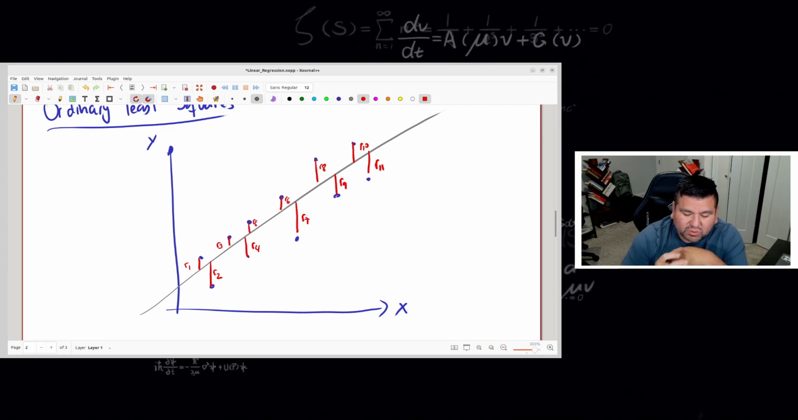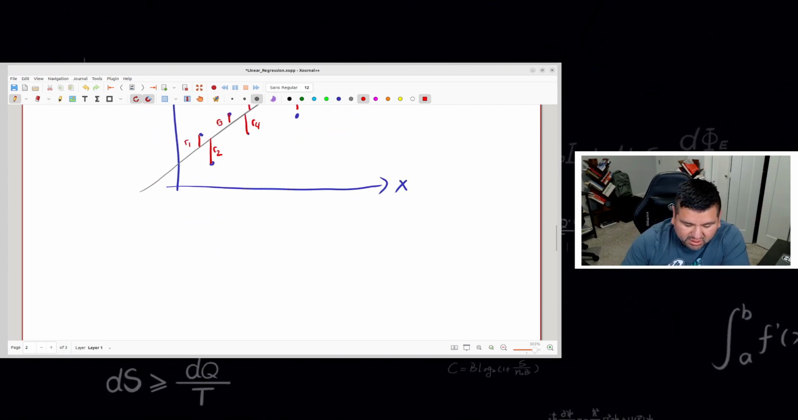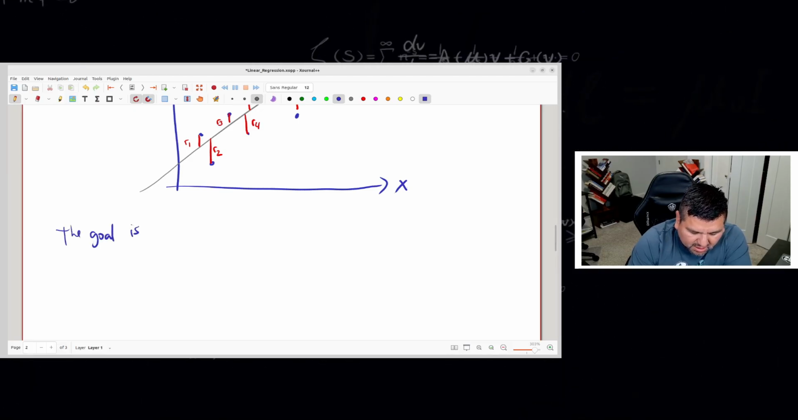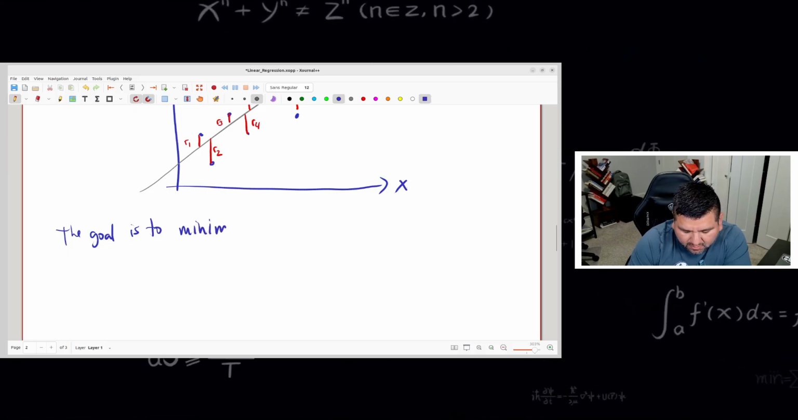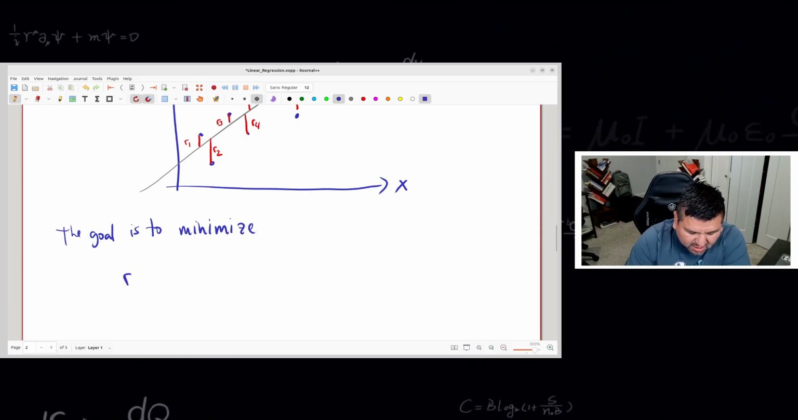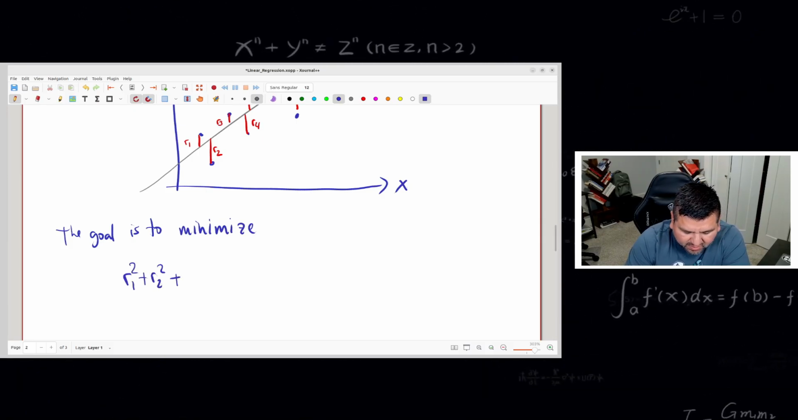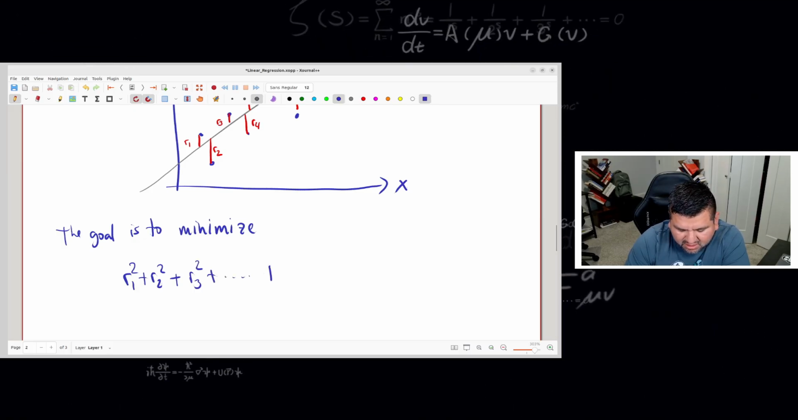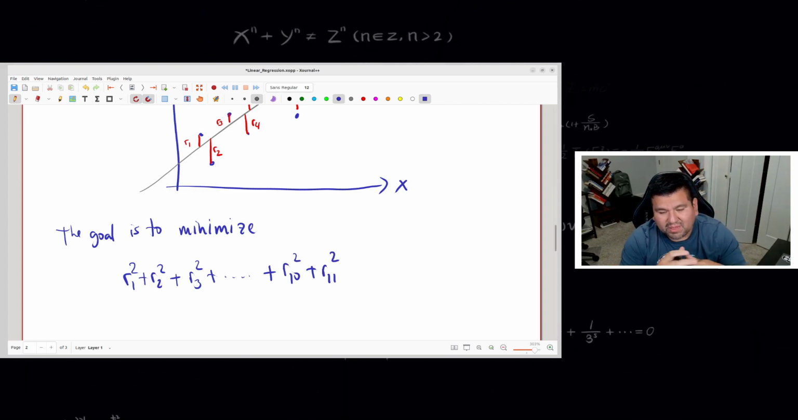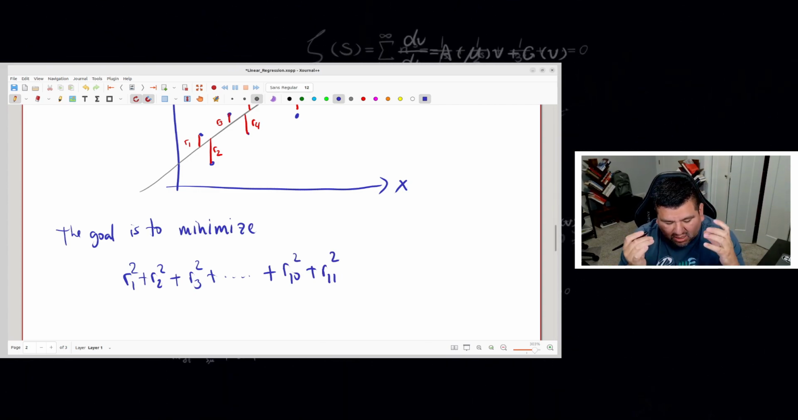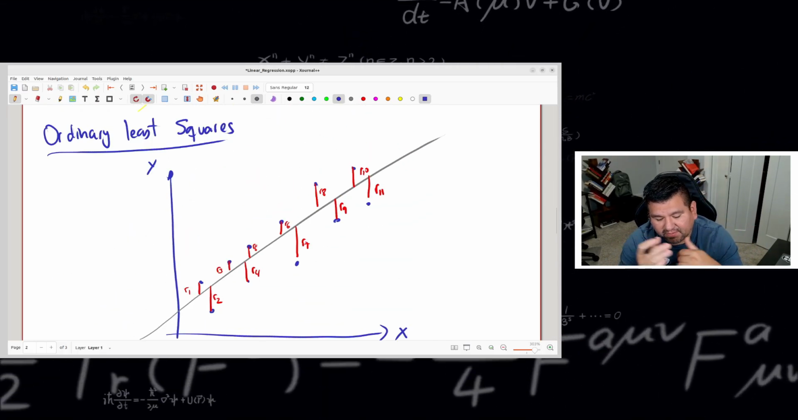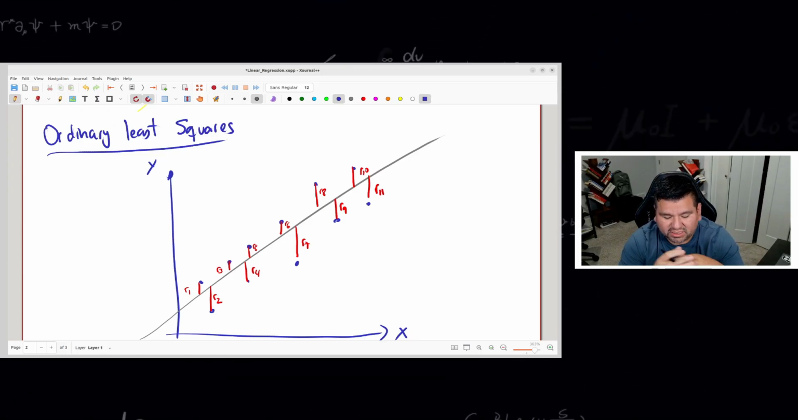So ordinary least squares is an optimization routine that does the following. The goal is to minimize the residual sum of squares. So basically it's just minimize this expression: R1 square plus R2 square plus R3 square plus dot dot dot, in this case, R10 square plus R11 square. So we're minimizing that expression. This technique called ordinary least squares will find the line so that the residual sum of squares is minimized.